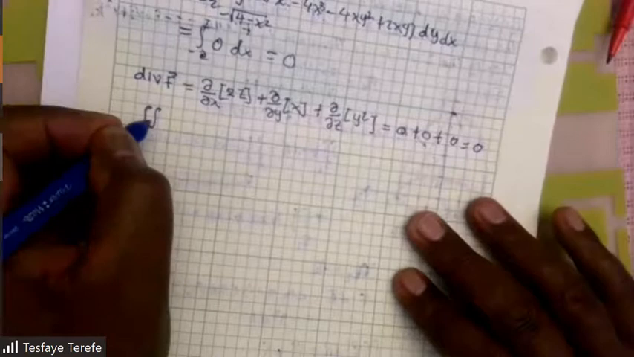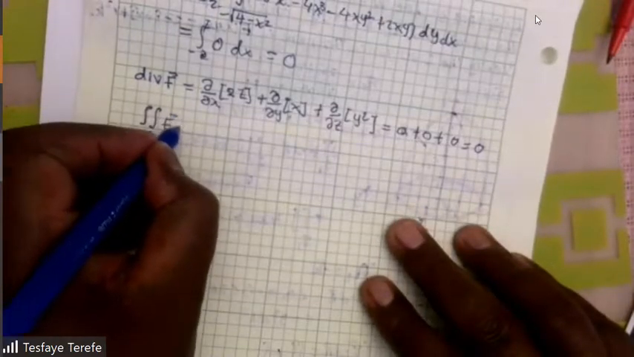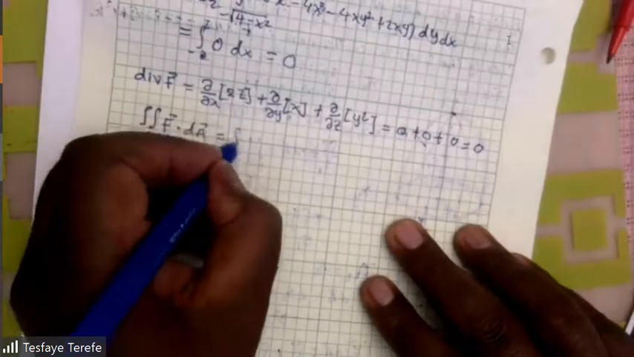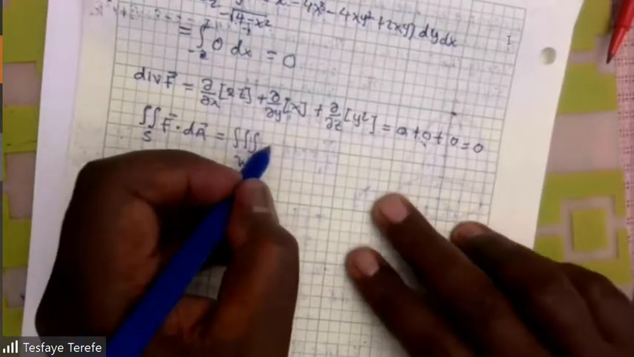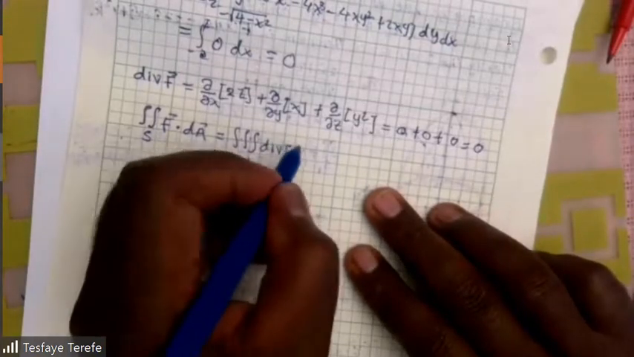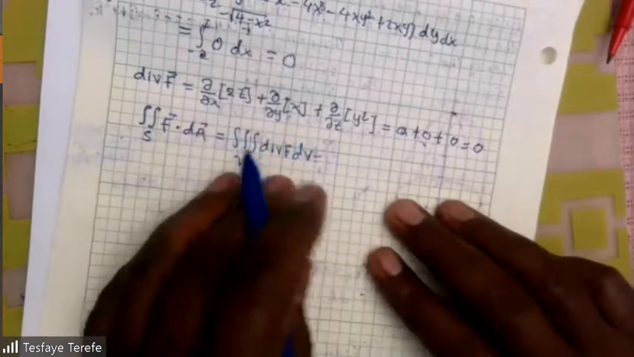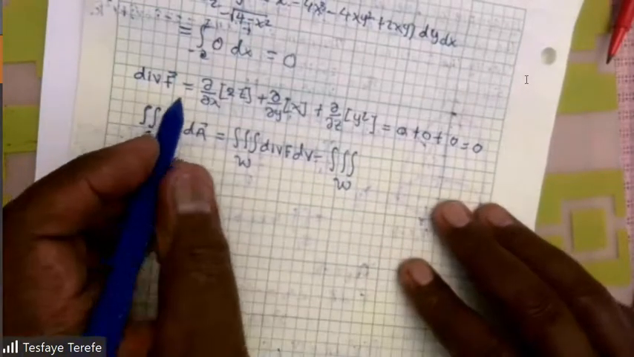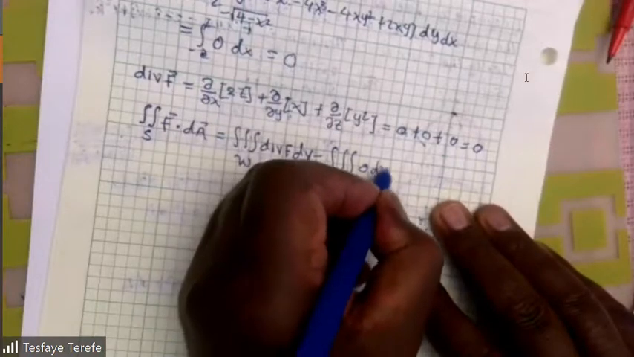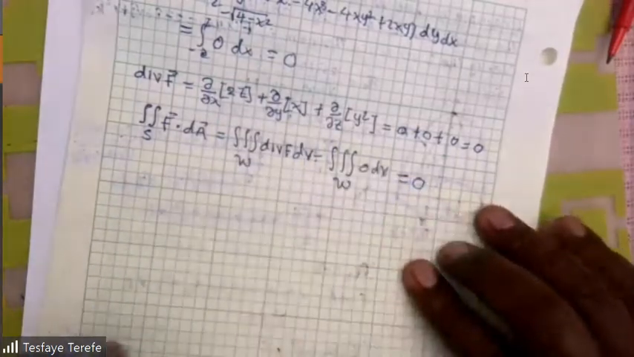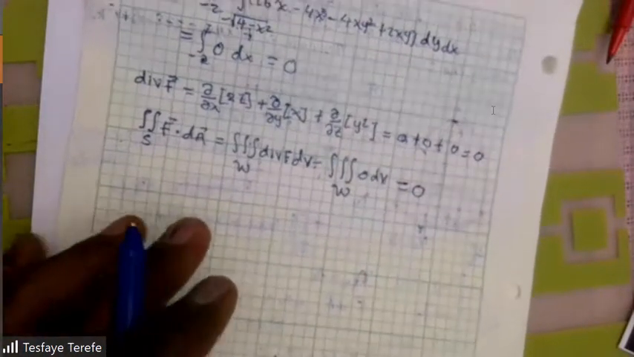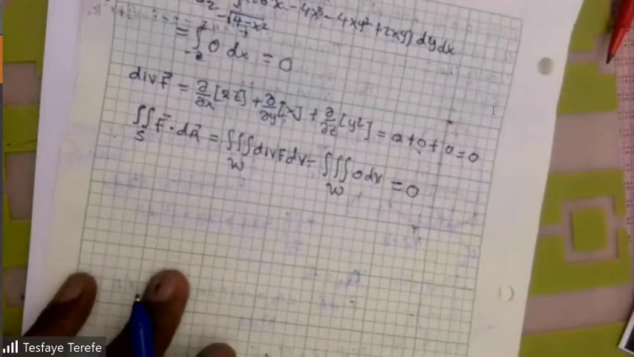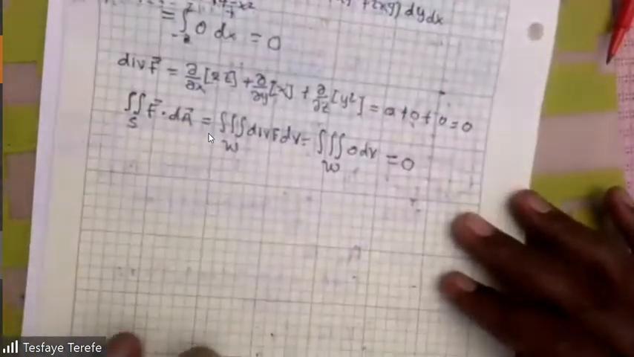Then the double integral of F dot dA can be evaluated over the volume W as the integral of the divergence of F dV, which is the integral over W of 0 dV. So the integral of 0 is 0, and that's it. Look how handy the divergence theorem is and how it simplifies our life. If you change the double integral into a triple integral, it is really quick and easy in this case. Clear, guys?